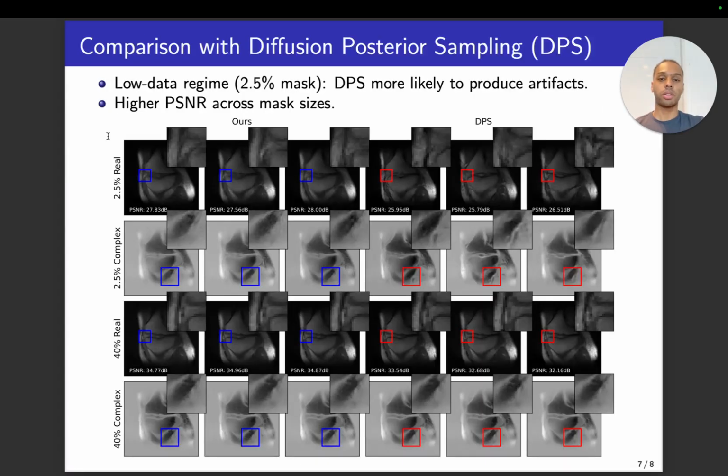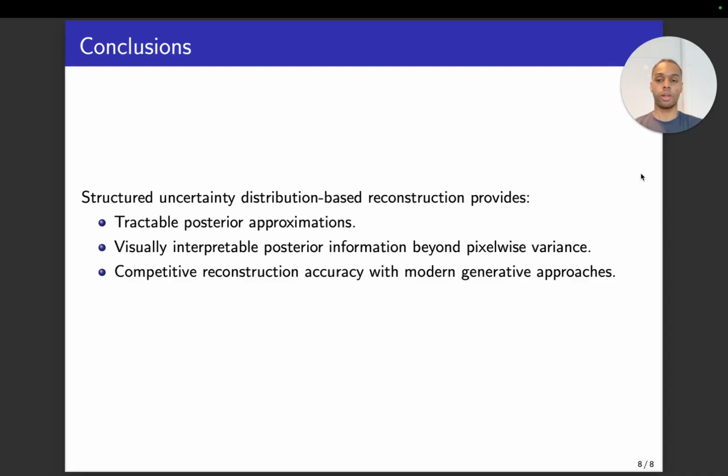If we compare our method to diffusion posterior sampling, which is a very popular method for solving inverse problems with generative models at the moment, we see that our method has higher PSNRs across the board for both very low and higher data quantities. And also for the severely undersampled setting, our method tends to produce realistic fine structures, whereas the diffusion posterior sampler often produces hallucinations which are unrealistic or anatomically incorrect.